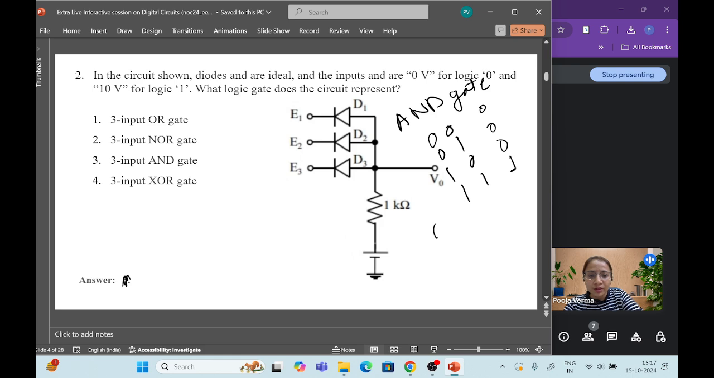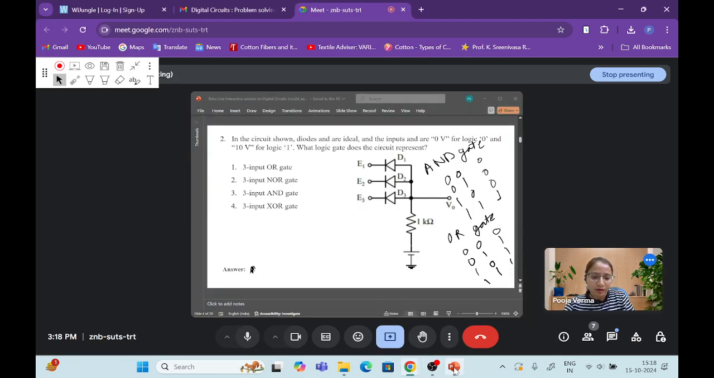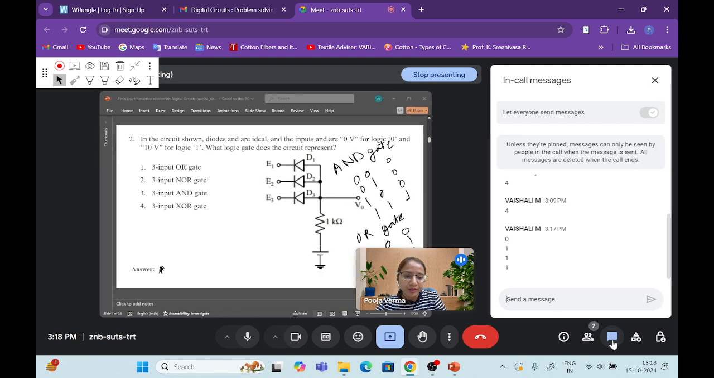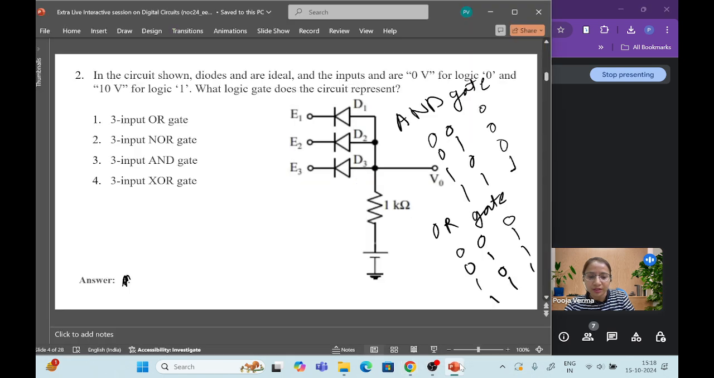And in the OR gate, what is it? Truth table for the OR gate. Can you tell in the chat box what will be the output for the OR gate? 0, it is a simple addition. 0, 1, 1, 1, right? Yeah, correct, Vaishali. And the XOR gate truth table we have already seen in the previous one.